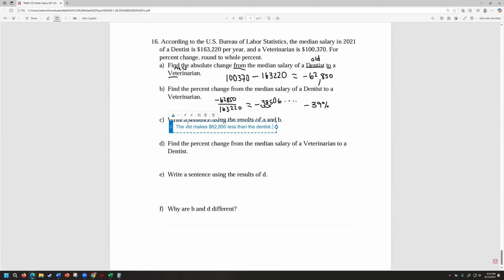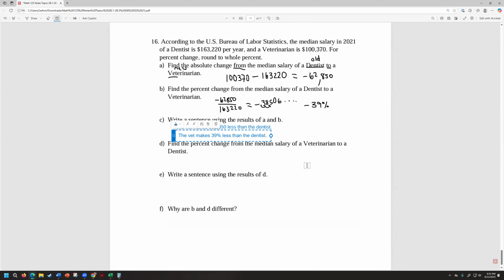Okay. The new makes either more or less, and you have to tell me which way it is based on the sign, than the old. Okay. The second sentence is the same exact format. You just use a percentage instead. So the vet makes 39% less than the dentist.